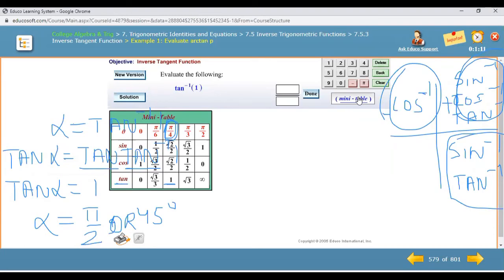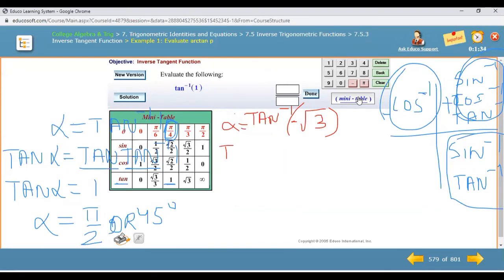Same way, let me write another question with a negative. Let's say we have to find tangent inverse of negative radical 3. So alpha is tangent inverse negative radical 3.